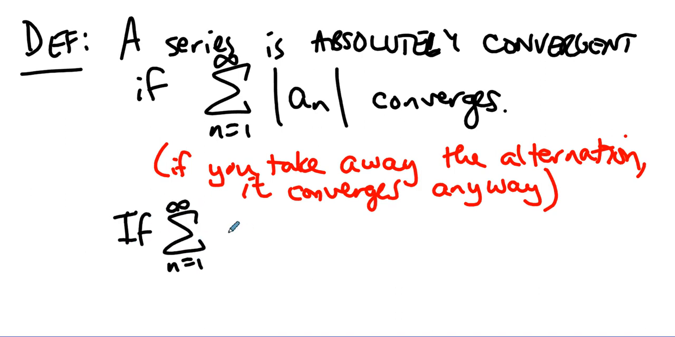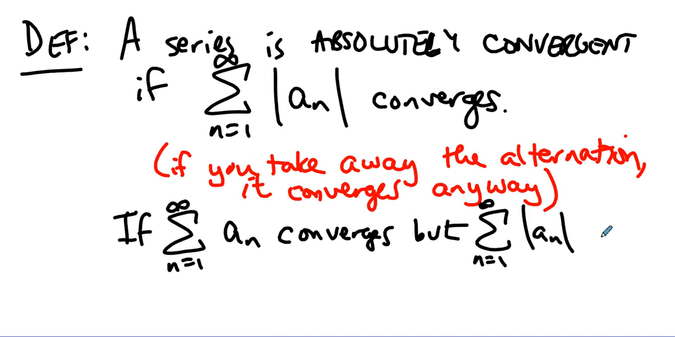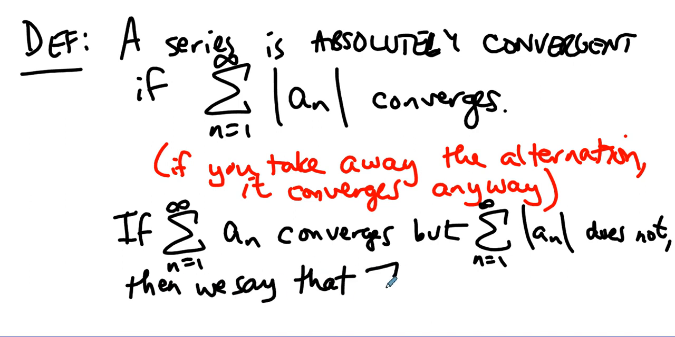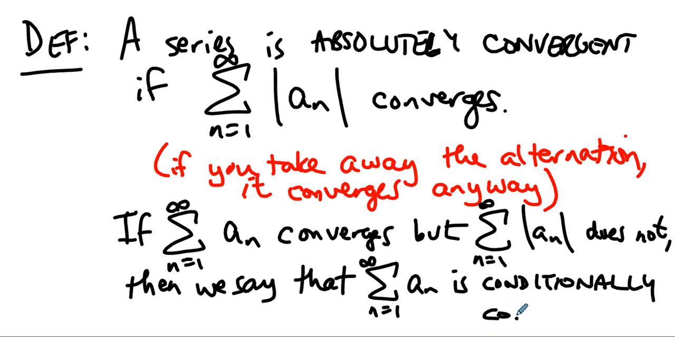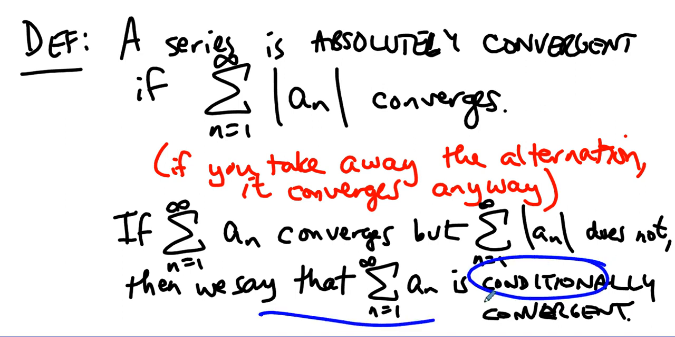If the sum of the a sub n's converges, but the sum of the absolute values of the a sub n's does not, then we say that the series is conditionally convergent. The condition, it depends on the alternation. If the series needs the alternation to converge, we say that the series is conditionally convergent. Doesn't mean that it's less convergent, it just means that it needs the alternation to converge. It would not converge otherwise.